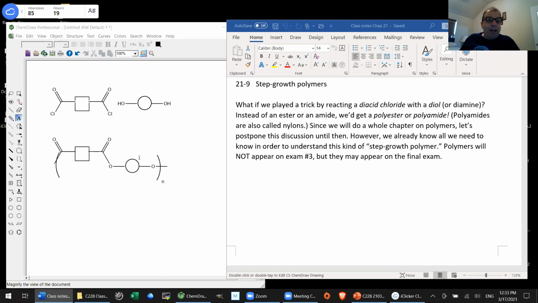But you get a polymer that looks something like this. And I tried the best I could with drawing that. But that's what you'll get. We'll talk about that when we actually get to polymers. You can just sort of observe this for now.